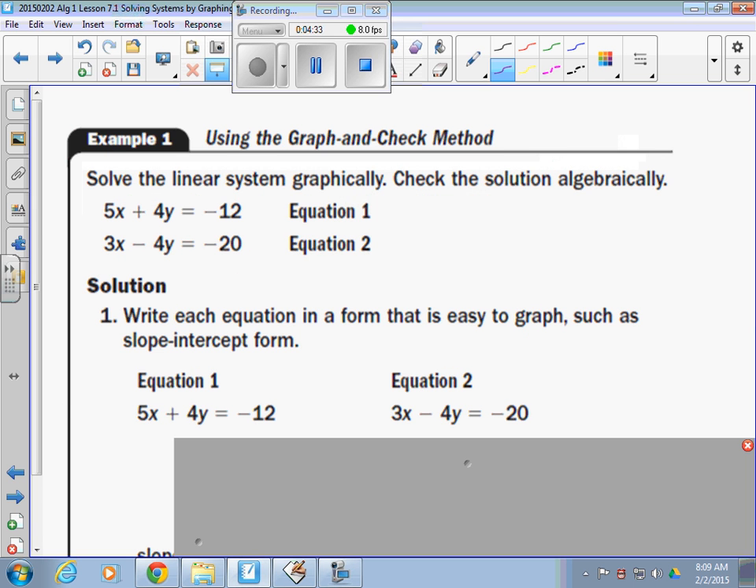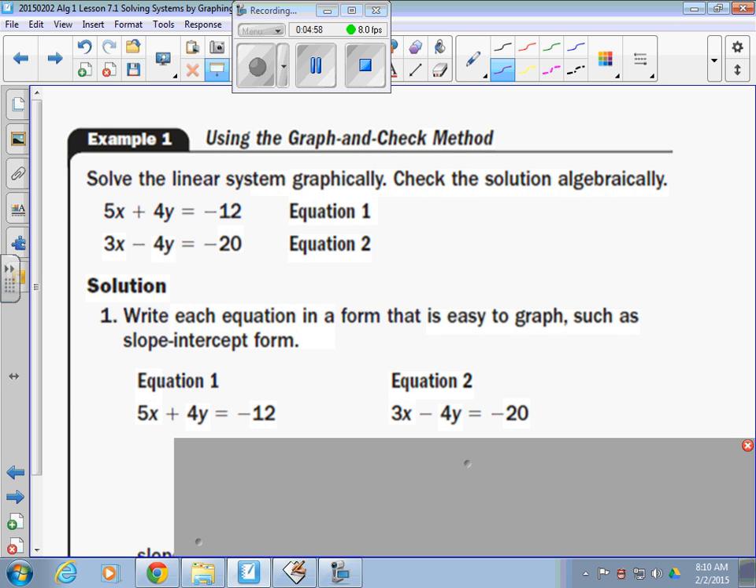Here's example number 1. And again, it's at the top of your page is where you should be graphing, and I had to fit it up there. Solve the linear system graphically. Check the solution algebraically. Again, once we get past this method, I'm going to show you a much faster, more reliable method. But you have to understand this one first to make the other one make sense. 5x plus 4y is equal to -12.